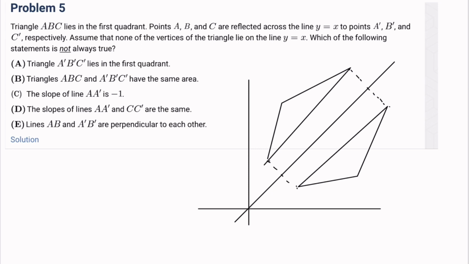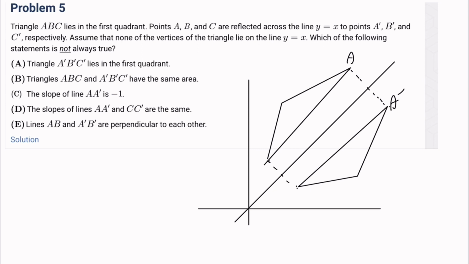B: triangles ABC and A prime, B prime, C prime have the same area. Obviously, that's true. C: the slope of AA prime is -1. So let's say this is A, then this would be A prime. And since we reflected over y equals x, this line would be at a right angle to y equals x. So the slope of that would be -1. So C is also true.